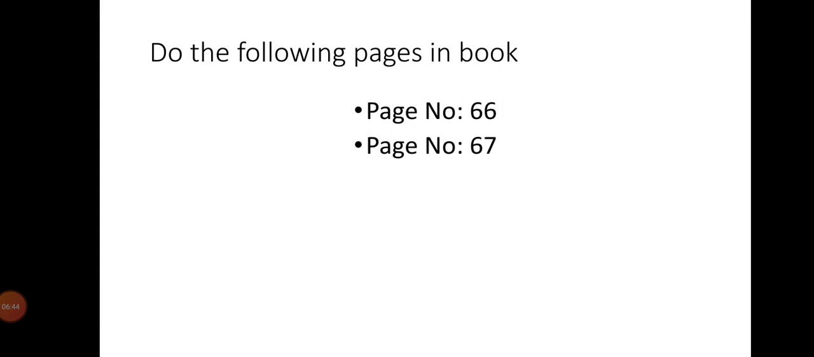Now you have to do the following pages in your book: page number 66 and page number 67.